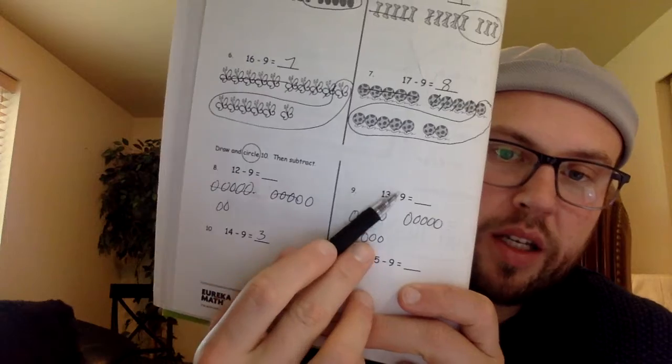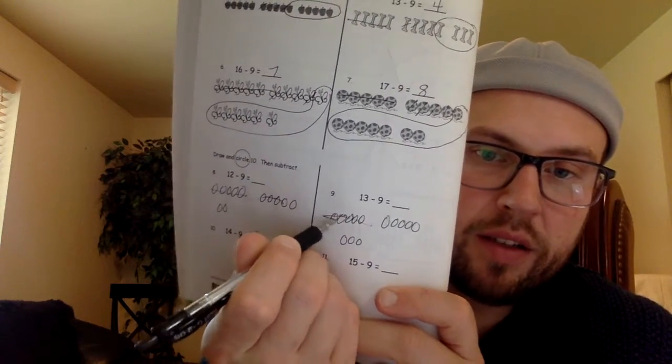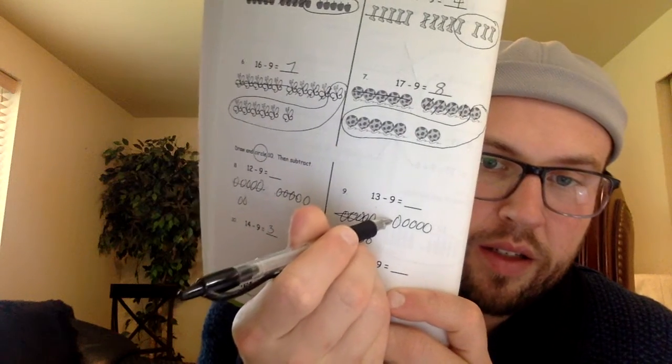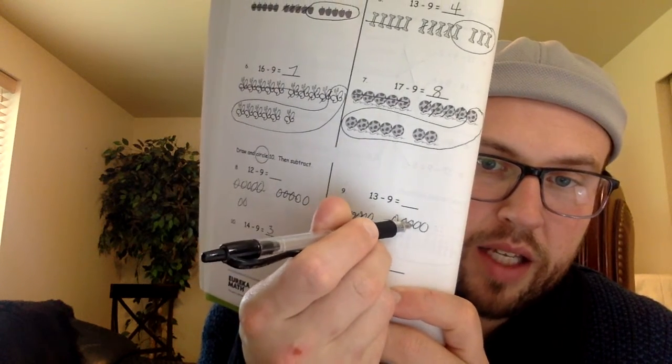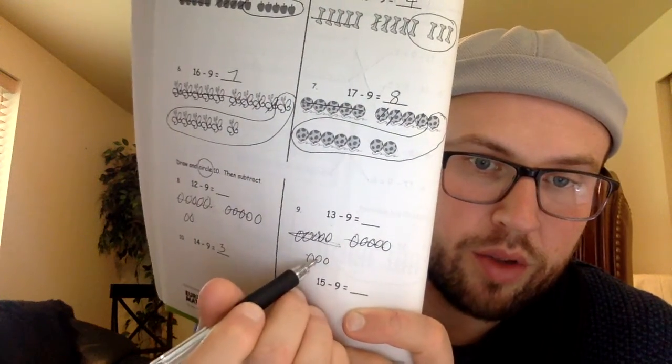Okay. The next one says 13 minus 9. So you can draw 1, 2, 3, 4, 5, 6, 7, 8, 9, 10, 11, 12, 13. Okay, 13 minus 9, so cross out the first group of 5 here, and then 6, 7, 8, 9, and then count what's left over. 1, 2, 3, 4. 4 goes here. 13 minus 9 is 4.